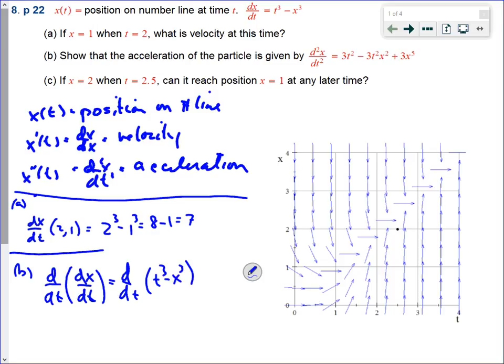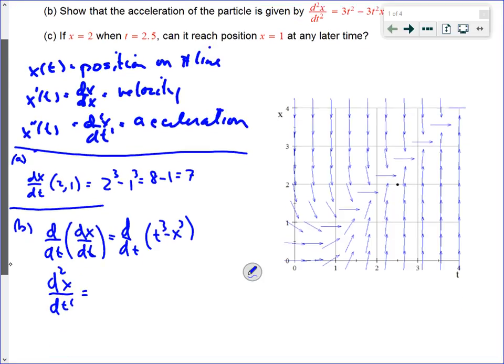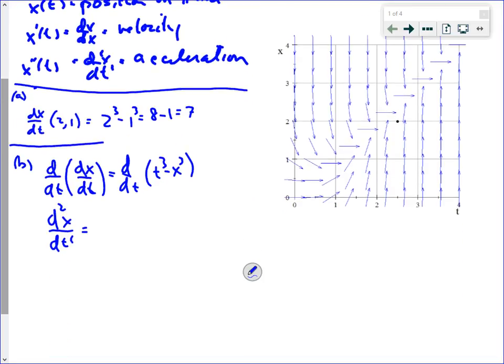So the second derivative with respect to t both times is easy. The derivative of t cubed with respect to t is 3t squared. The derivative of x cubed, well, the derivative of the cubed part is 3x squared. But x is a function of t. I don't know the derivative, so the best I can write is dx dt for that.